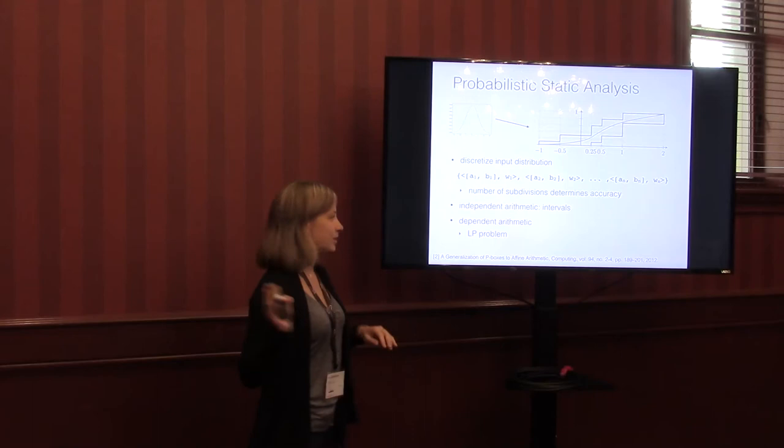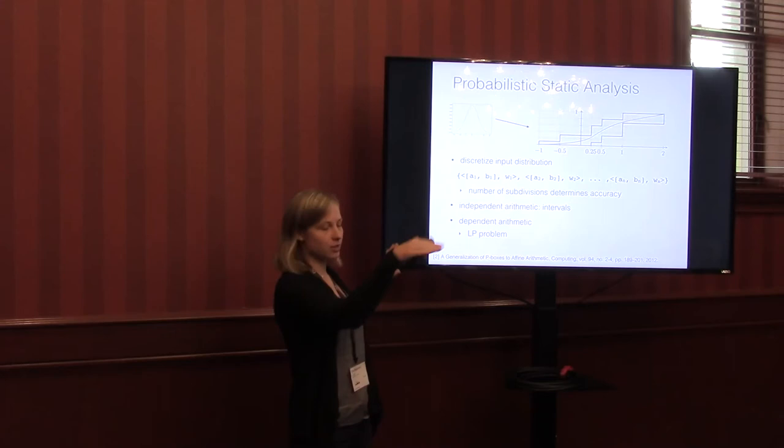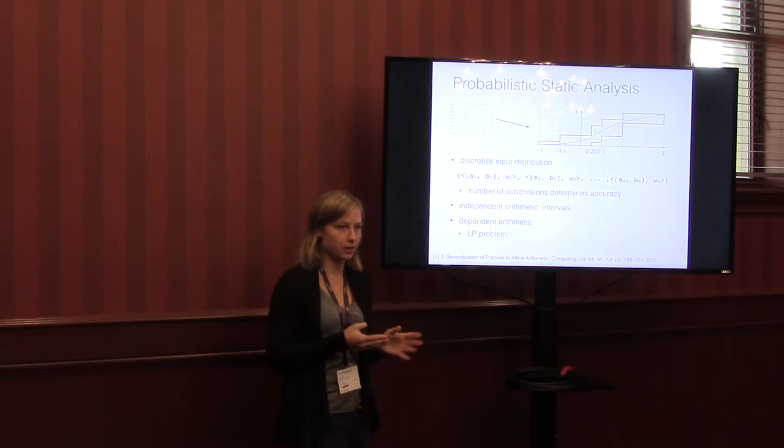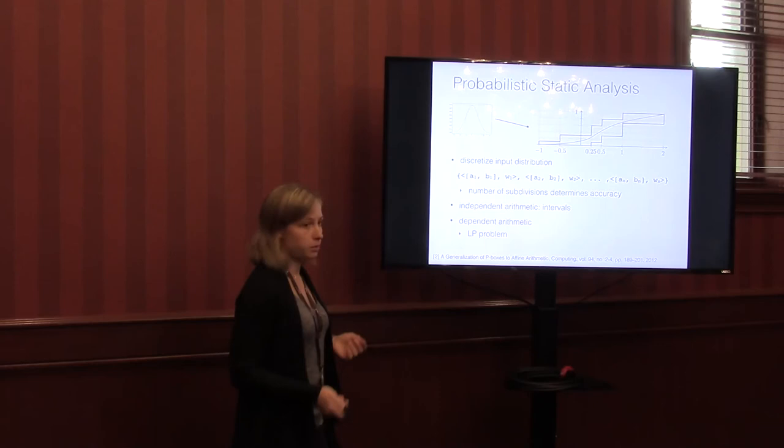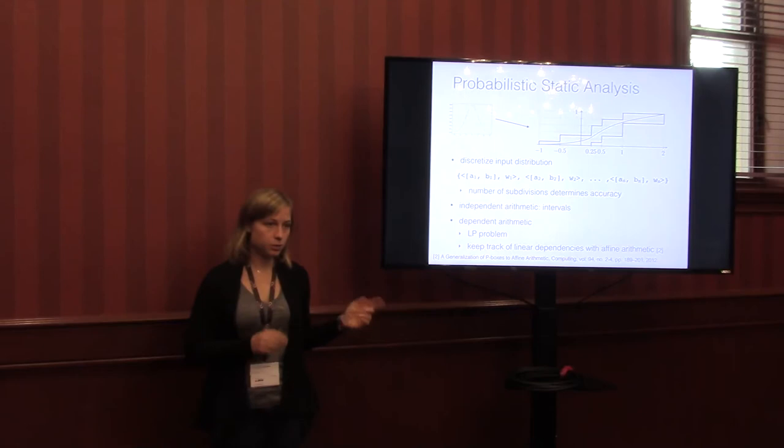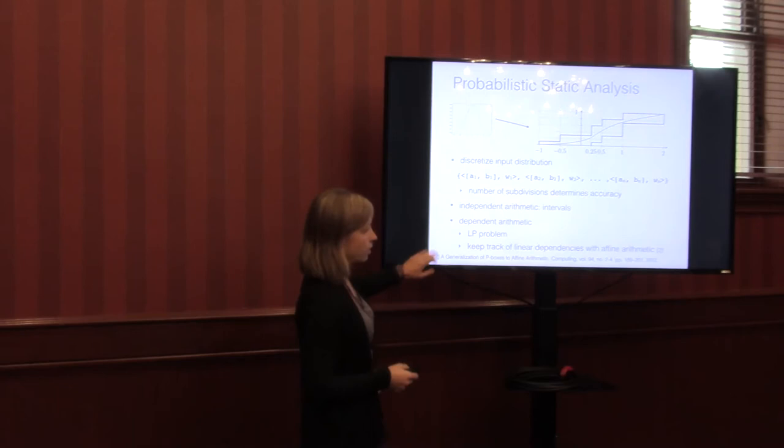So the reason here is that we have uncertain distributions, so when we compute an operation with possibly dependent operators, we have to keep track of all the possible dependencies. That's essentially an optimization problem, which is also what makes it quite costly. This also means that we have to keep track of these dependencies between the variables, and for that we use affine arithmetic.